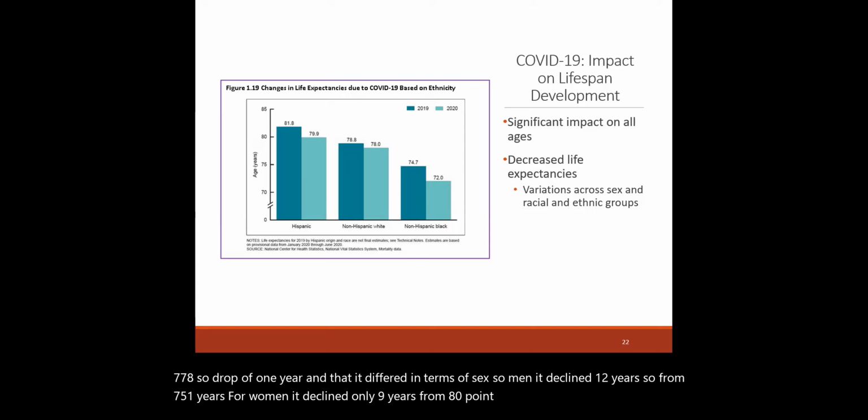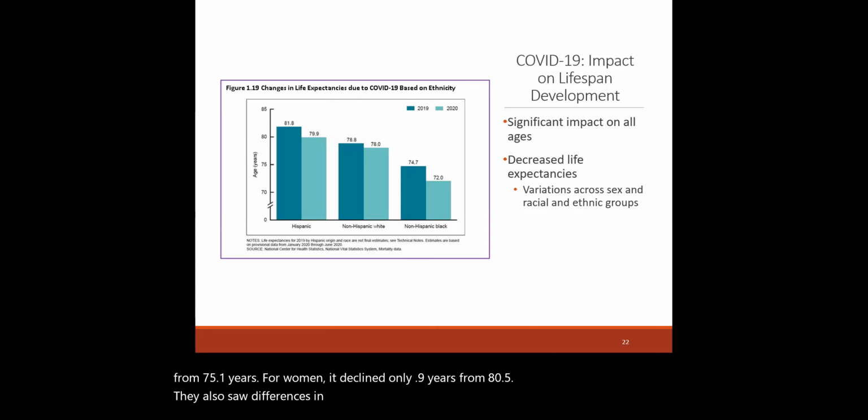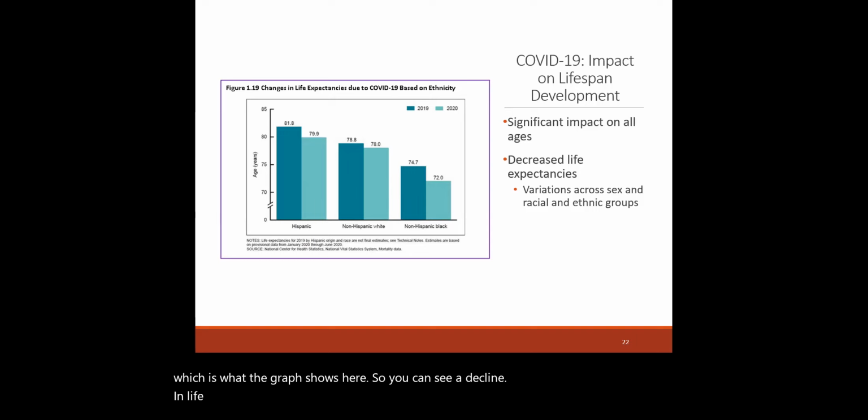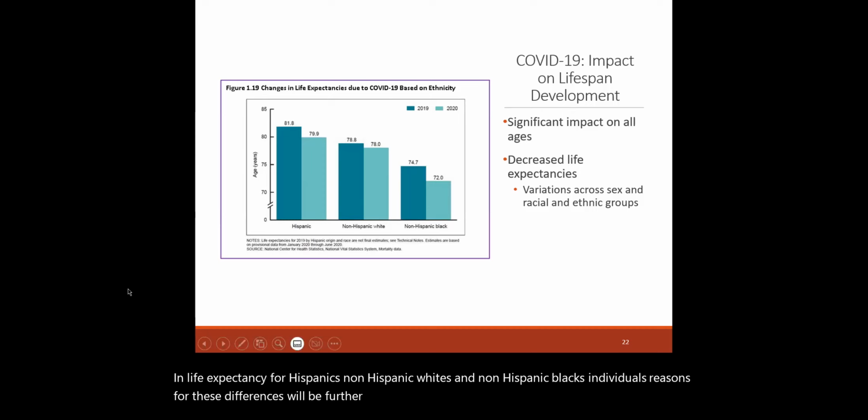We also saw differences in life expectancy declines across different racial and ethnic groups, which is what the graph shows here. So you can see a decline in life expectancy for Hispanic, non-Hispanic whites, and non-Hispanic Black individuals. Reasons for these differences will be further explored throughout the course.